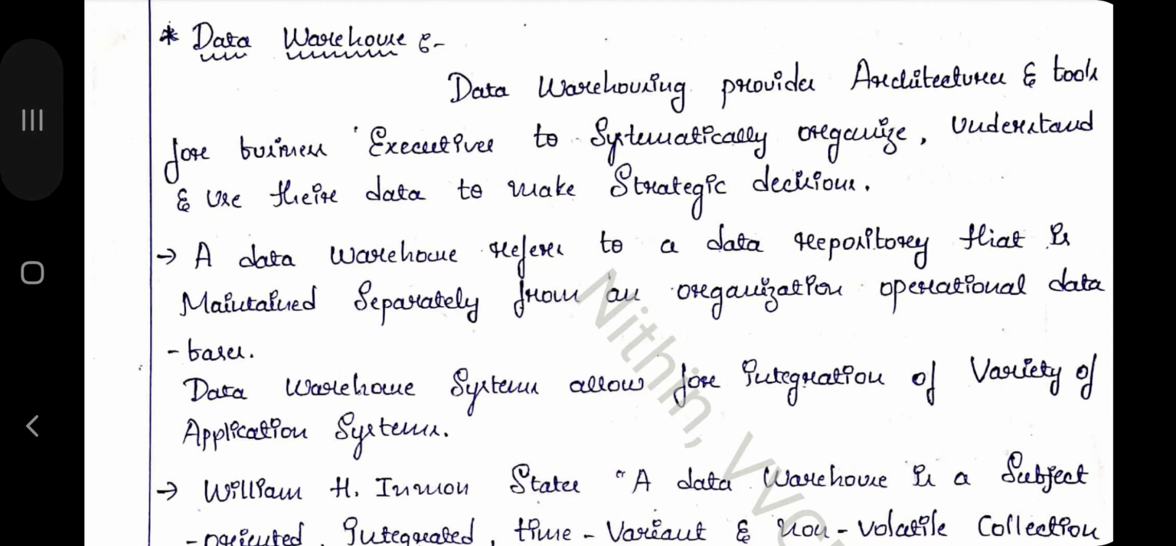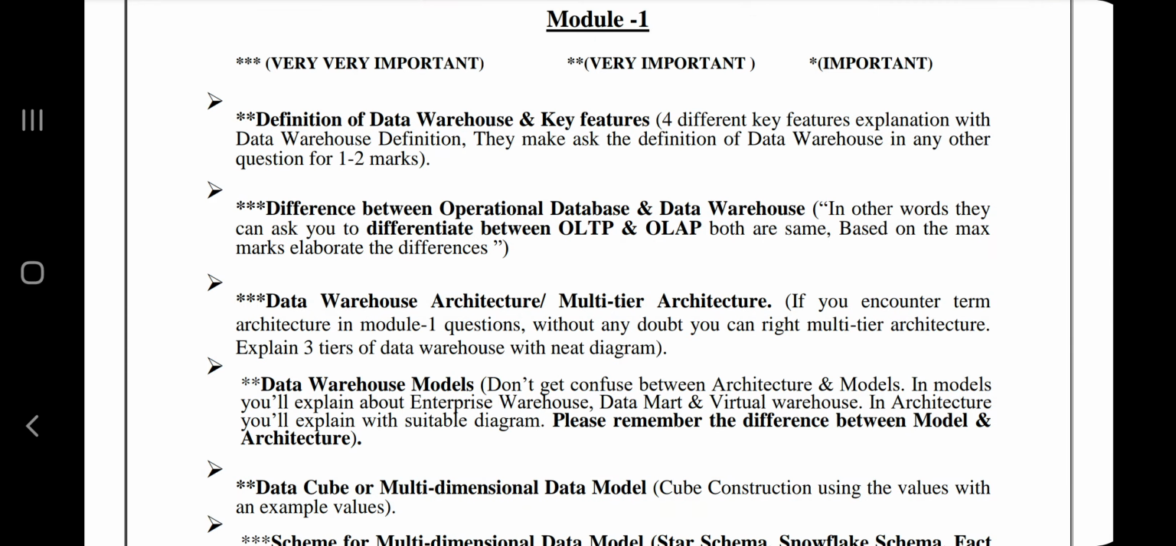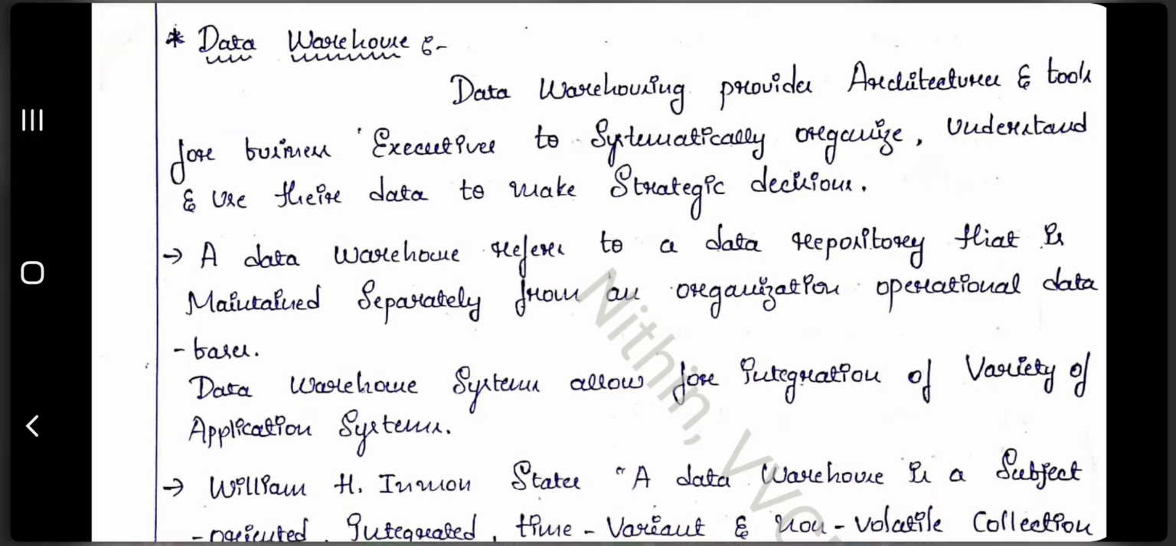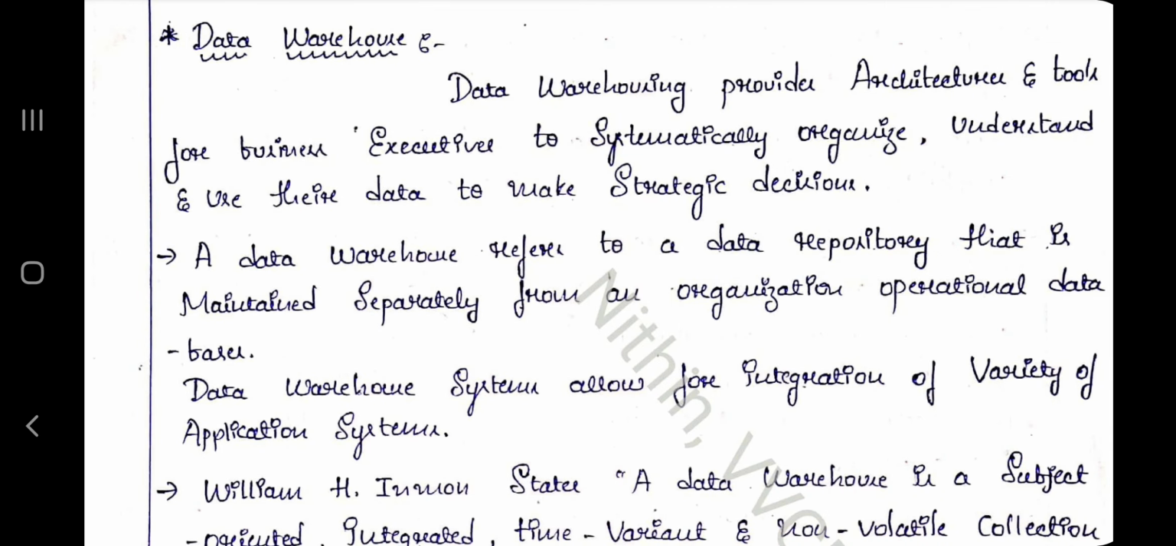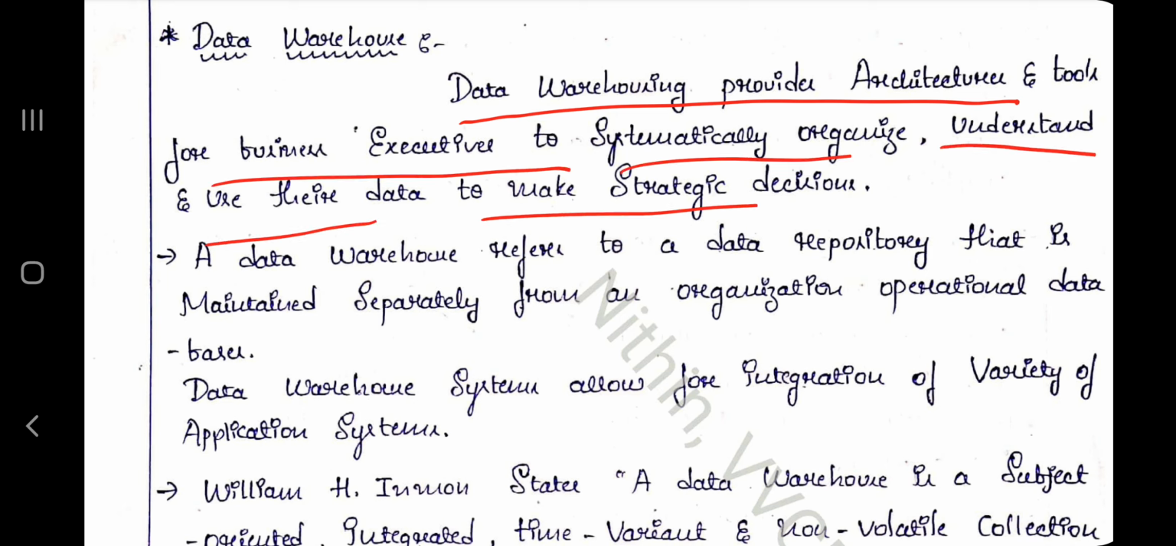The first question was: what is a data warehouse and what are its key features. Basically you have to define the data warehouse, that's the first key point. The second key point is what the key features are. There are 4 key features, so you have to mention those 4 key features. Data warehousing provides an architecture and a tool for business executives to systematically organize, understand and use their data to make strategic decisions.